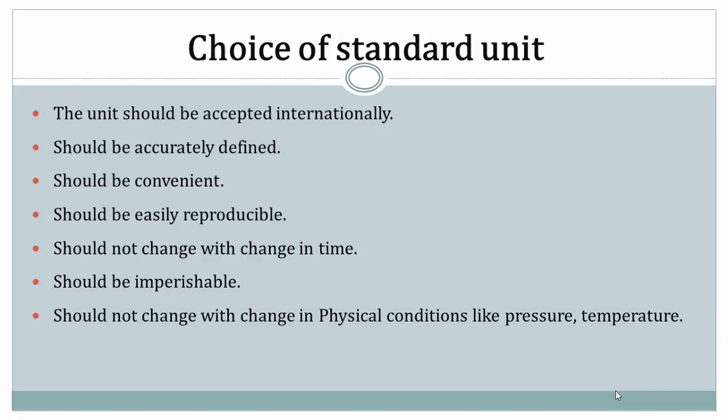Fifth one, a unit should not change with respect to time. It means it should remain constant with respect to time. Next one, a unit must be imperishable, which means a unit should not be temporary. It should be permanent. Last one is a unit should not change with respect to physical conditions like temperature, pressure, which means a unit must be independent of physical conditions.